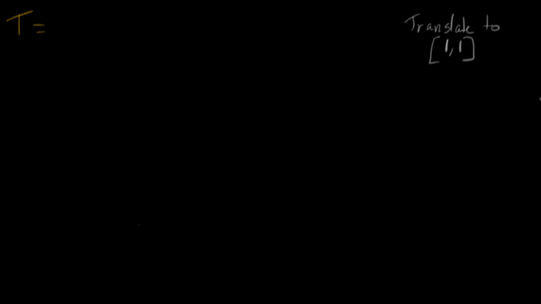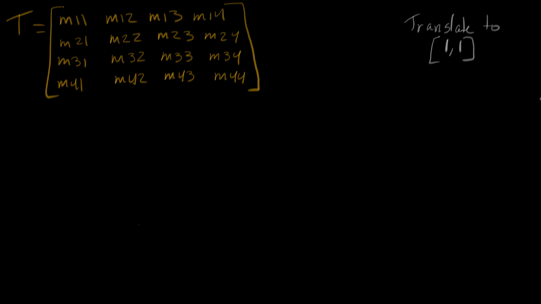So a transformation matrix, or matrix in general, is going to be a 4 by 4. We are going to operate in a 4 by 4 matrix environment. So a 4 by 4 matrix is going to be represented by M11, M12, M13, M14, and similarly for rows 2, 3, and 4. So I'm going to pause this and finish that up.